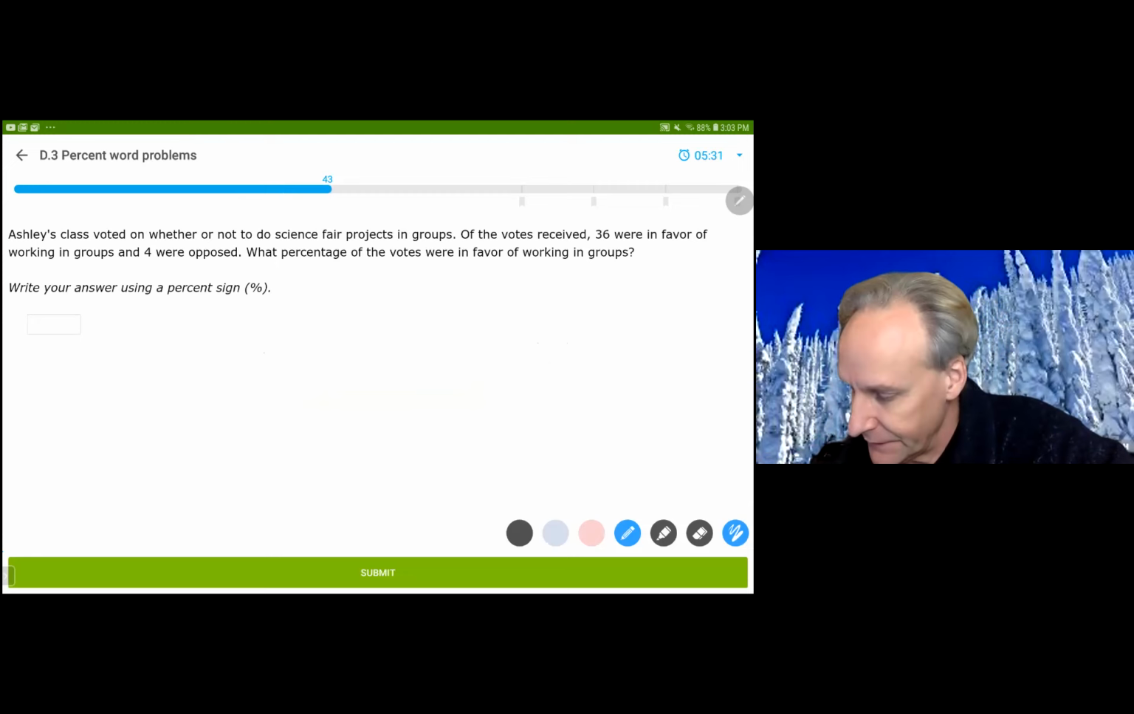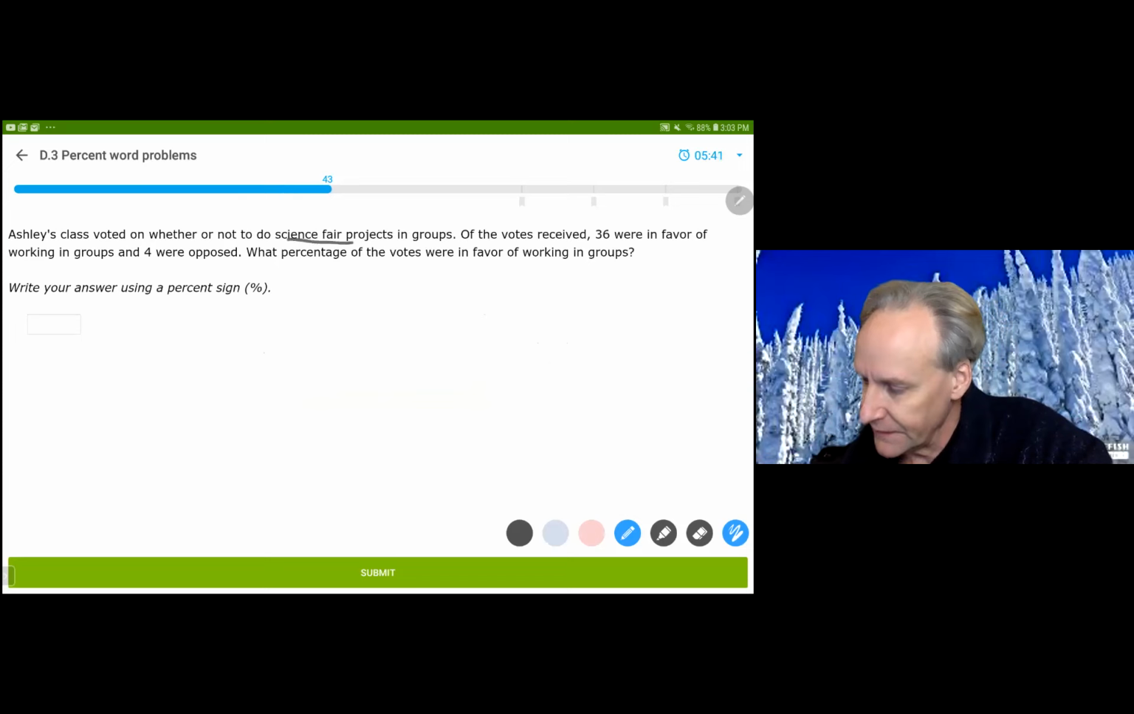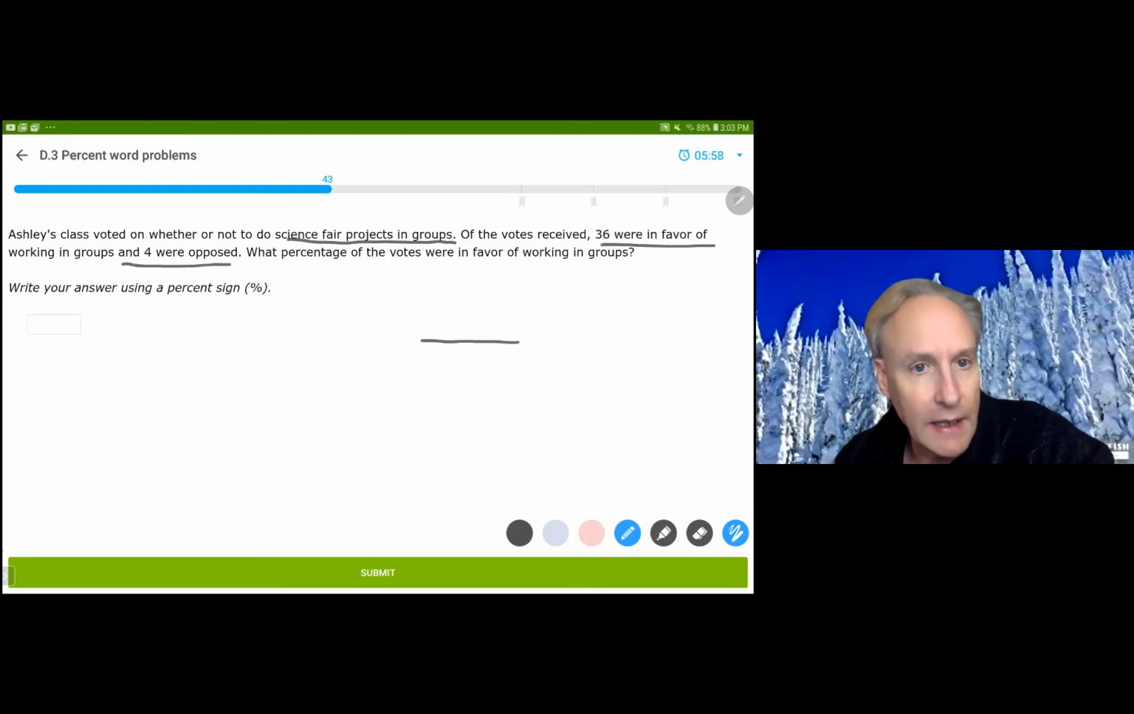All right, 36 were in favor and 4 were opposed. Okay, this one's a little more tricky. Voted whether or not to put the science fair project in groups. Of the votes received, 36 were in favor and 4 were opposed. Now, what's important is that you need to understand that the denominator has to be the total. And what percentage of the votes were in favor? So it was 36 out of the 40.